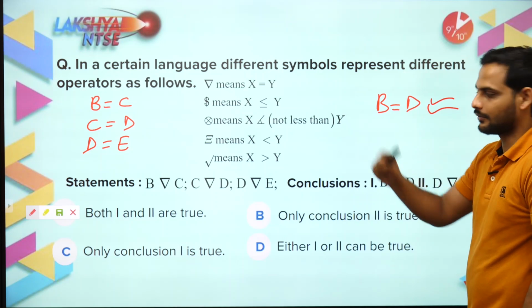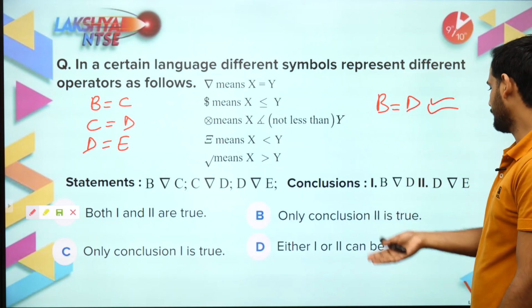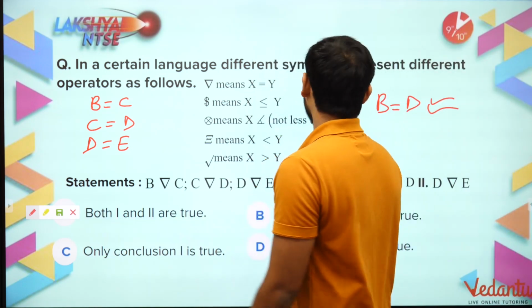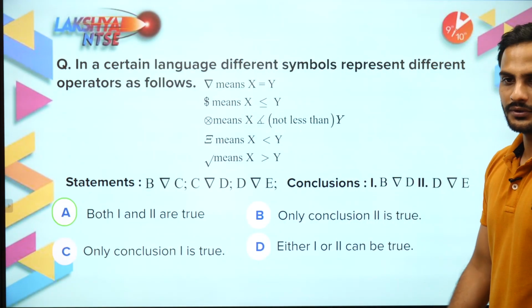B is equal to C, C is equal to D. Can I say D is equal to E? Yes, D is equal to E is already given. So both the conclusions are true. Correct? So easy question, right? Such an easy question. So both 1 and 2 are true. Let's move to the next question.